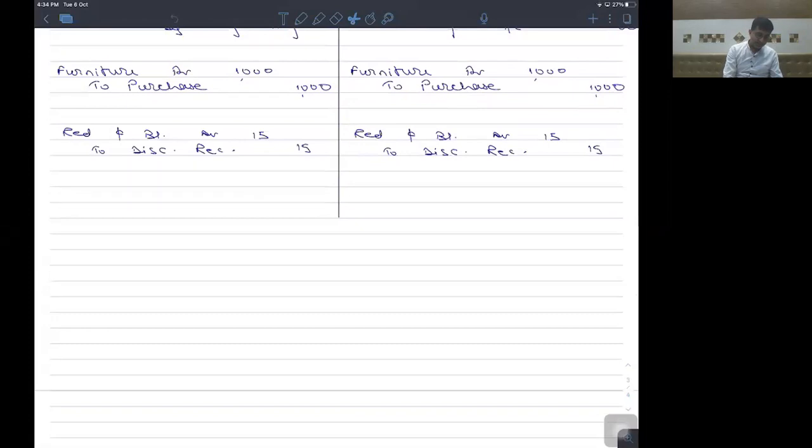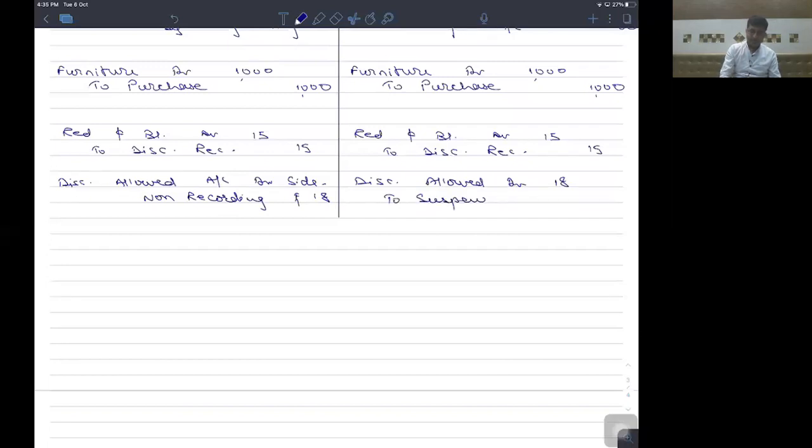So in this case, discount allowed account debit side, non-recording, rupees 18. But after the trial balance, it will be discount allowed debit rupees 18 to suspense account rupees 18. Am I right? Yes or no? So this is how you are going to do the rectification.